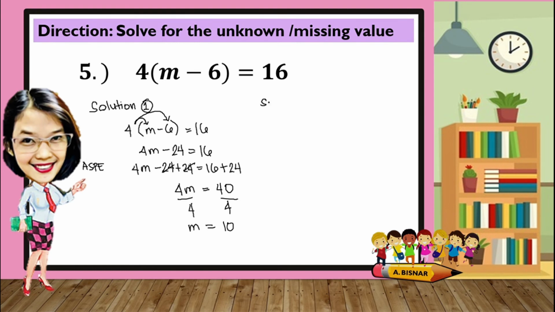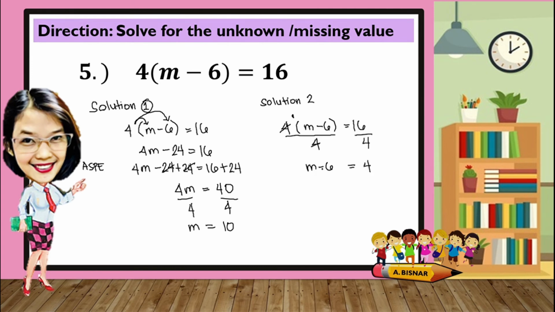Now, what is our solution number 2? As you observe, 4 and 16 are both divisible by 4. And therefore, you can do this. 4 times the difference of m minus 6 is equal to 16. So you can divide both sides of the equation by 4. 4 divided by 4 is equal to 1. And when you multiply 1 to the difference of m and 6, the answer will be m minus 6. Then, 16 divided by 4, the answer is 4.